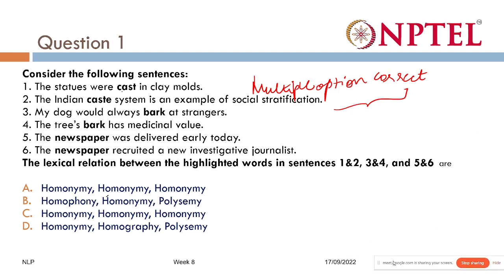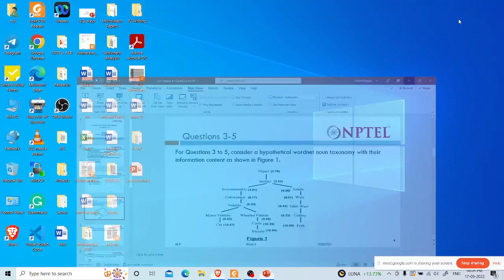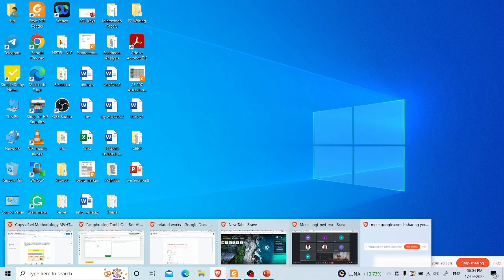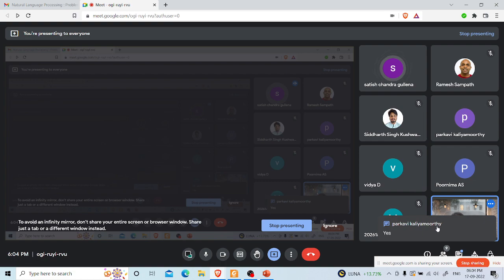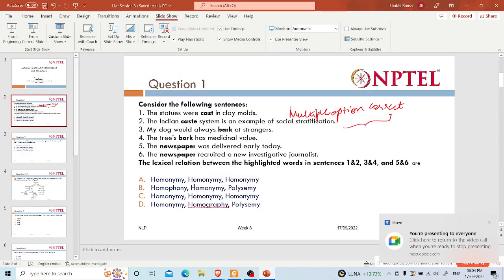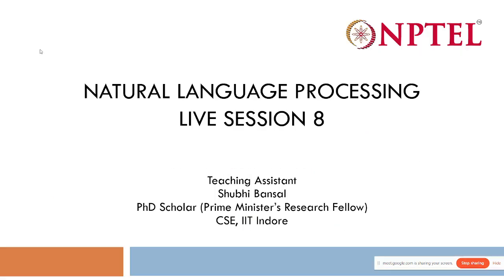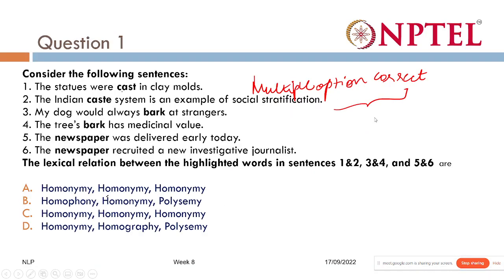Screen is visible, right? Please confirm. Is my screen visible to you? Yeah, visible. Okay, great. This is the question. Please attempt and put your answers in the chat box once you have solved it.